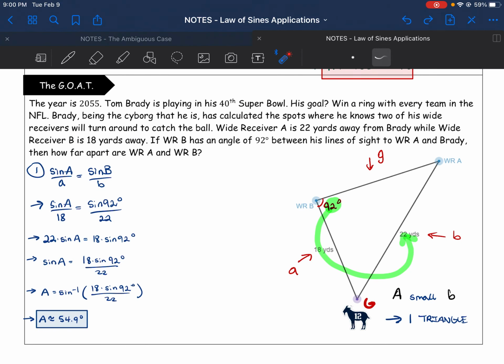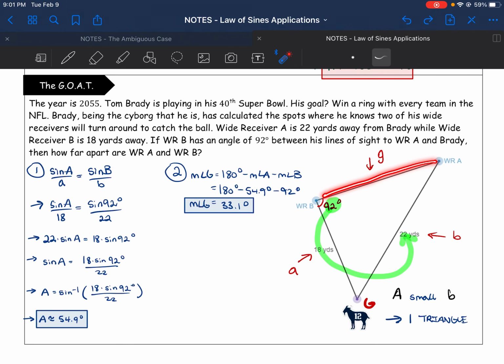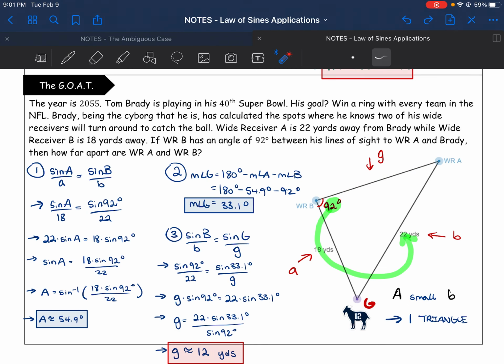So thinking about the next logical step, well, now that we know angle A is 54.9 degrees, and we already knew angle B was 92 degrees, that means we're going to find angle G. So angle G is 180 degrees minus the two angles that we have now. That tells us that the measure of angle G is going to be about 33.1 degrees. And now that we know the measure of angle G, now we can finally find the piece that we're looking for, which is side G, the distance between the two wide receivers.